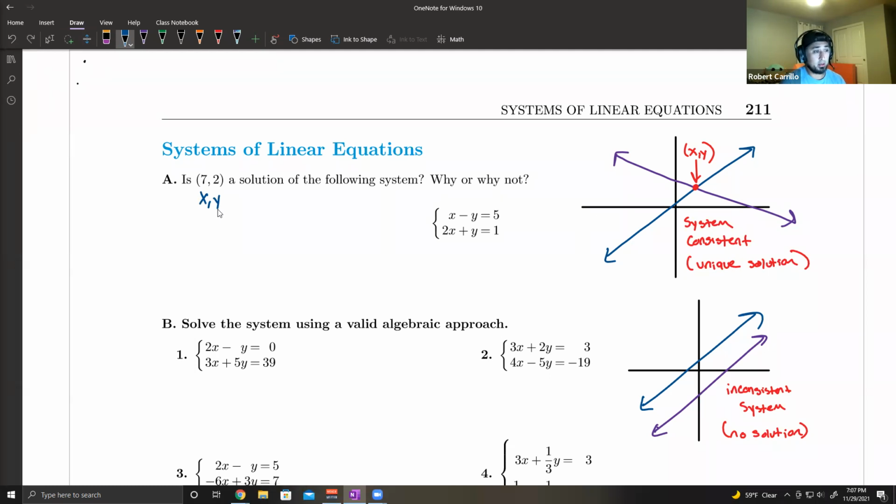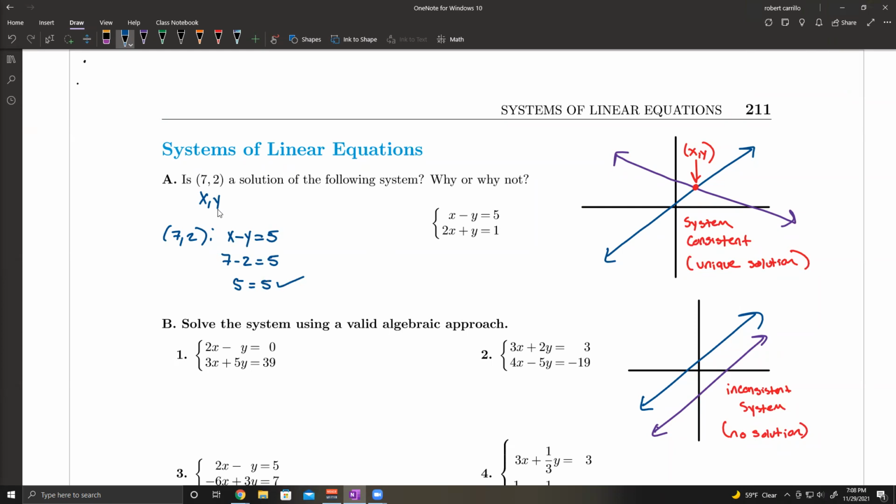So 7, 2, into the first equation, x minus y equals 5. Plug in 7 for x, plug in 2 for y, and is 7 minus 2 equal to 5? Yes, so that's good. That checks out so far, but this has to work for both equations. So now let's try the other.